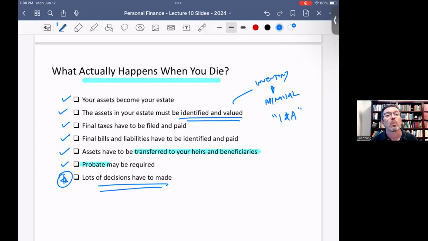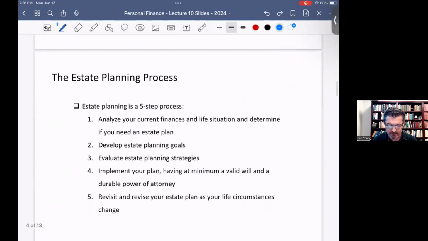You want to make sure that while you're alive, you do whatever you can to ensure that the decisions that are made after you die are as easy to make as possible. So you have to get the right documents in place, get everything organized, and select somebody who you trust and who you can rely on to execute your estate when you're gone. And that's what happens when you die.